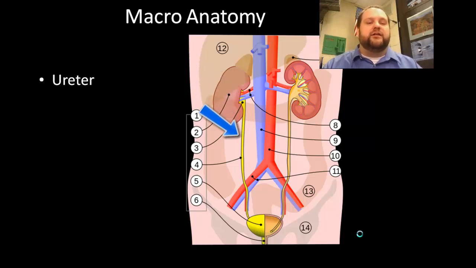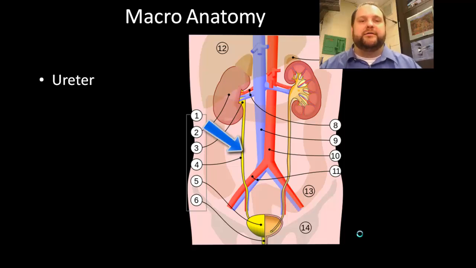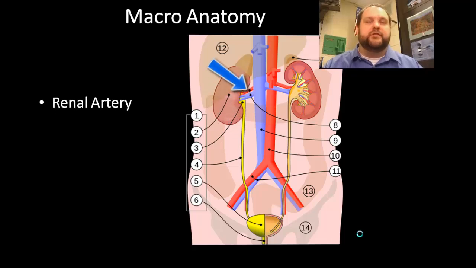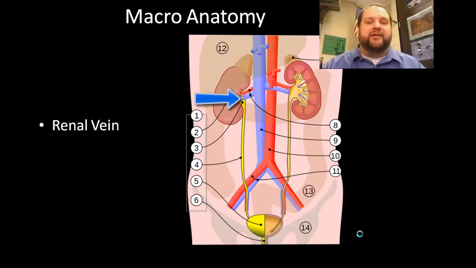The ureter is the tube carrying the urine right here that runs from the kidney to the bladder. The renal artery is located right here. It supplies blood to the kidney. The renal vein, on the other hand, is right below it down here, and we can see that it pulls blood away from the kidney. So the renal vein would contain filtered blood, or clean blood.